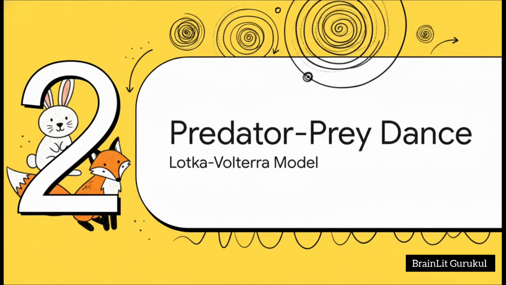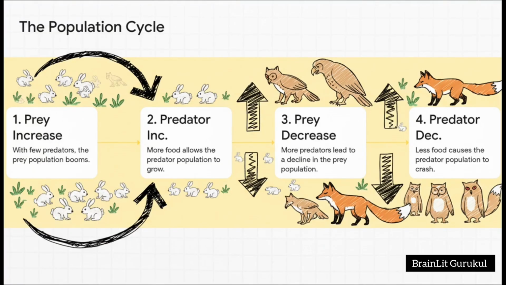So, how do we even begin to model these ups and downs? Well, that brings us to the famous theory that first described this ecological dance, the Lotka-Volterra model. This model lays out this beautiful, predictable cycle. It goes like this. First, with tons of food and not many predators around, the prey population explodes. All that food then allows the predator population to increase, right? But more predators means more prey get eaten, which causes the prey population to drop. And finally, with less food to go around, the predator population crashes too, and the whole cycle starts right back up again.